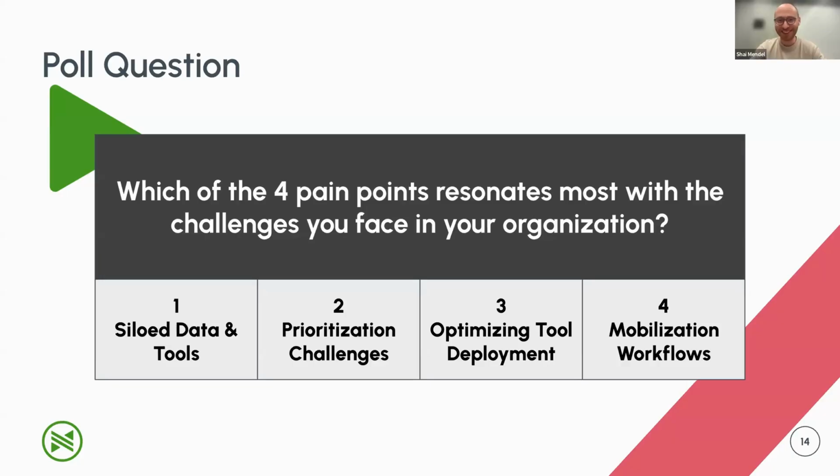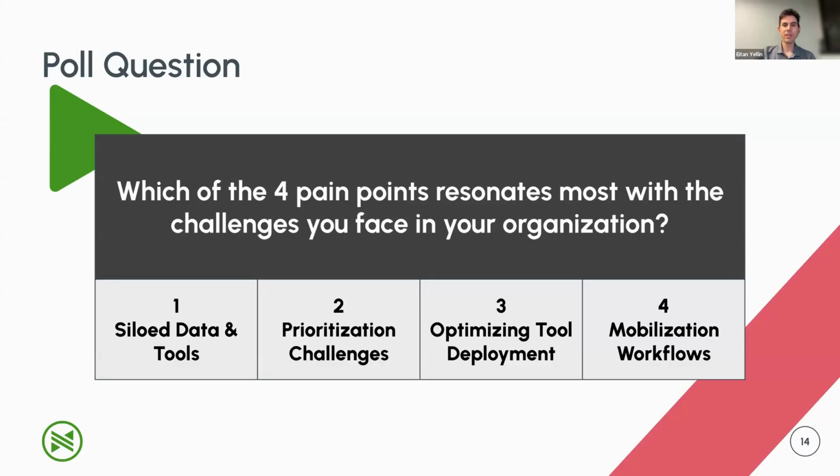Okay, I think people stopped voting. Thank you, everyone. I'll do my best. Okay. I hope you can see the results. I'm not sure if people could see it, so you want to say? Yeah, so far, 44% are equal on siloed data and tools and prioritization challenges, and a bit more than 10% on optimizing tool deployment. Sorry, Ethan, you were closer.